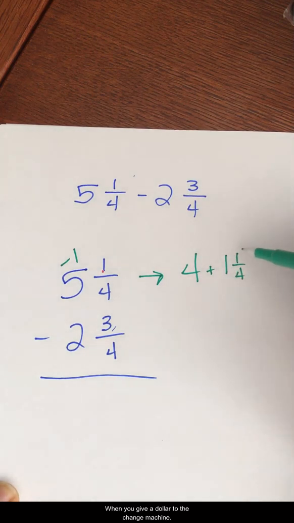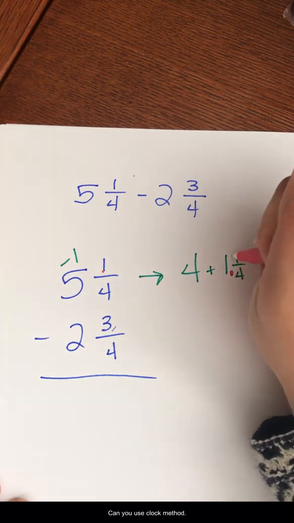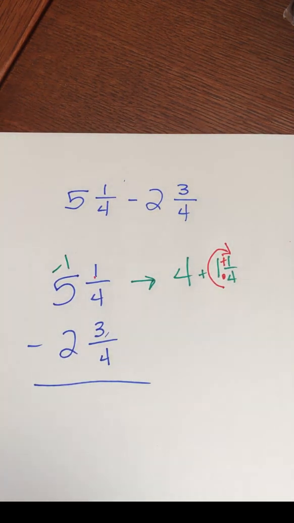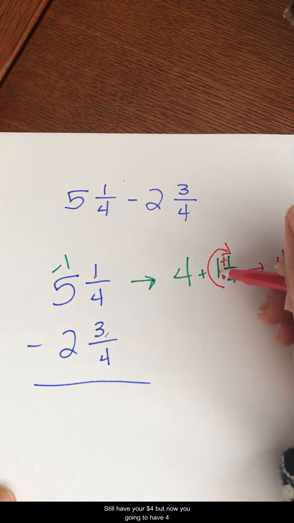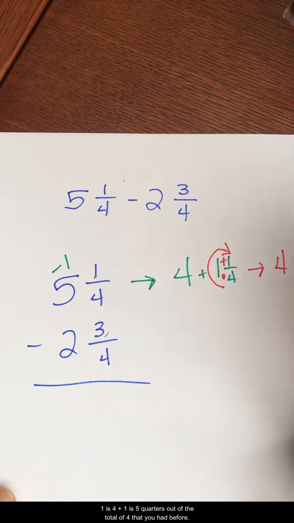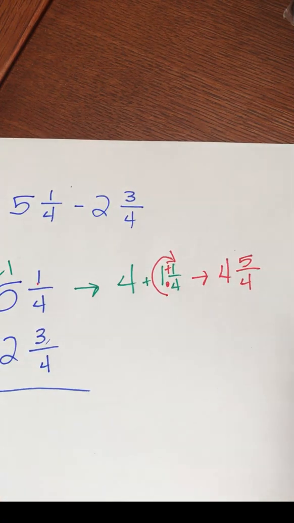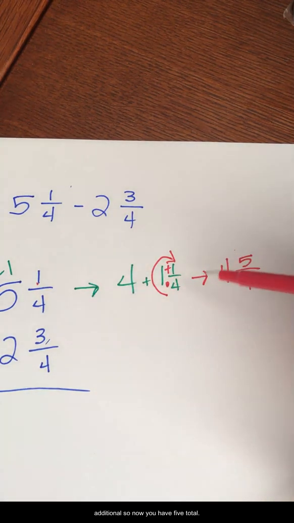When you give $1 to that change machine, you're going to use the clock method. You still have your $4, but now you're going to have 4 times 1 is 4, plus 1 is 5 quarters out of the total of 4 that you had before. So now you have 5 quarters because you had 1 before, then you made change, you got 4 additional, so now you have 5 total.